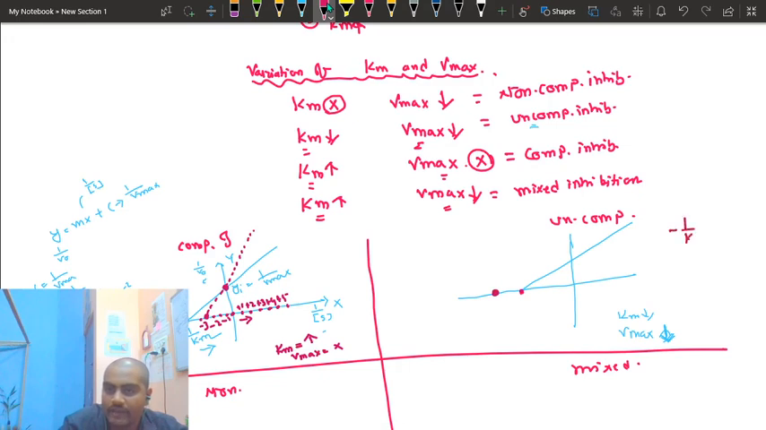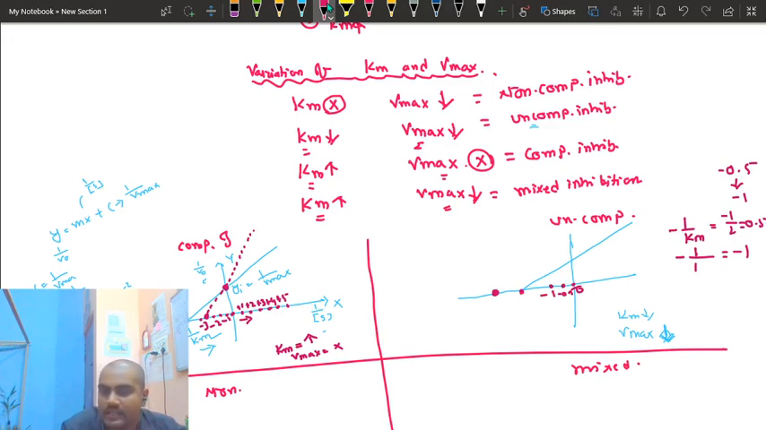Again, minus 1 by km. If you think that the value of the km is 2, that means minus 1 by 2 will be minus 0.5, and the km value is decreasing. That means now we are considering the value of the km is 1. That means minus 1 by 1 equals minus 1. That means you are shifting from minus 0.5 to minus 1. Let's suppose this is 0, minus 0.5, and this is 0, minus 1, right? That means you are shifting this point to this point.